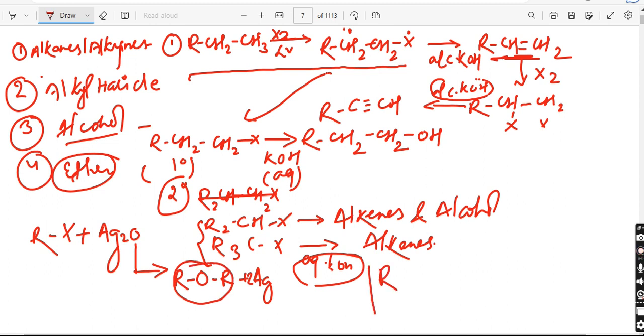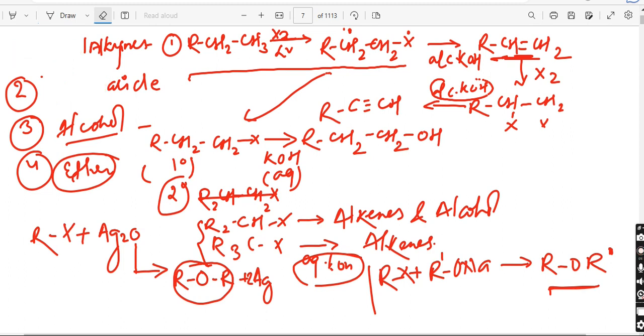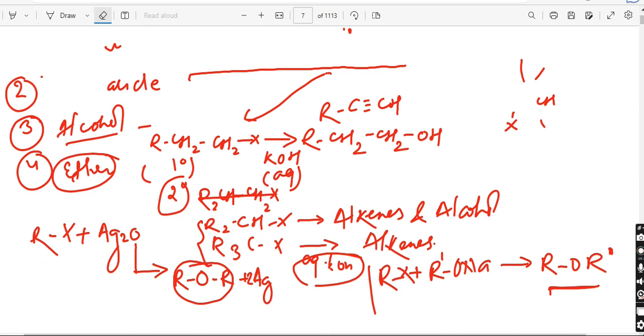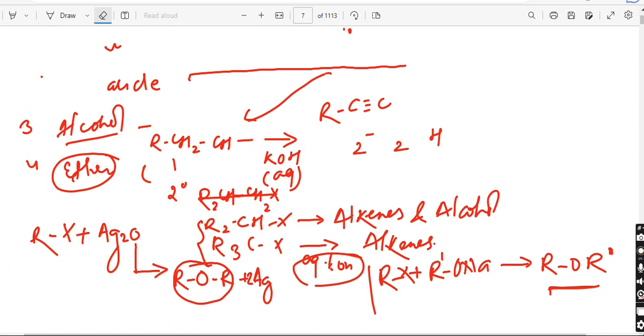Again, ether can be prepared by reaction of RX with R'ONa, and this will give you ROR', right? So in this way you can prepare ether, right? So now next we'll study how to prepare aldehyde and ketones from the alkane, right? Aldehyde and ketone from the alkane. You must be clear on this, okay?